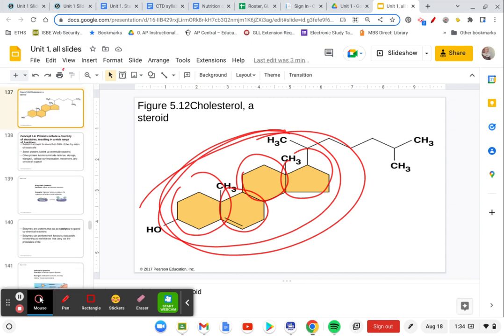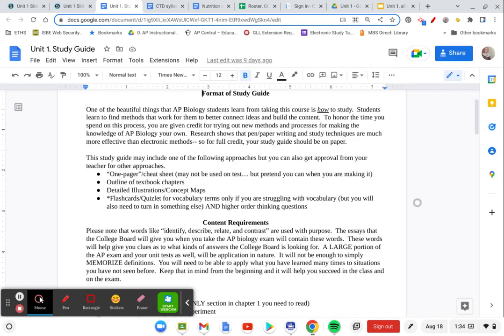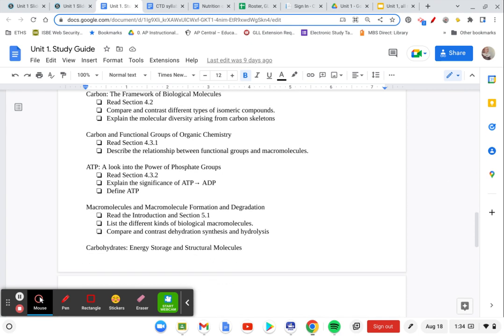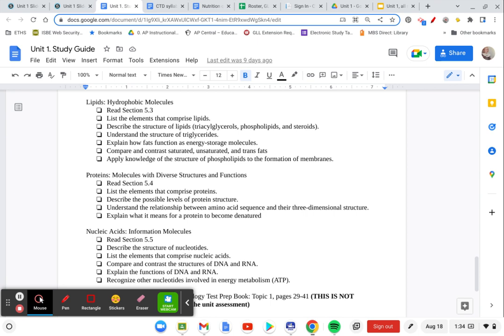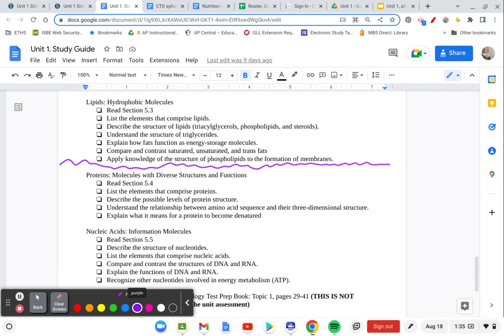Okay, so at this point, you should be getting through the study guide. You want to get through lipids. So work on this. Make sure that you have answered all these questions in this section and you've read through section 5.3. And once you've done that, then proceed on to the next part, which will be on proteins and nucleic acids.